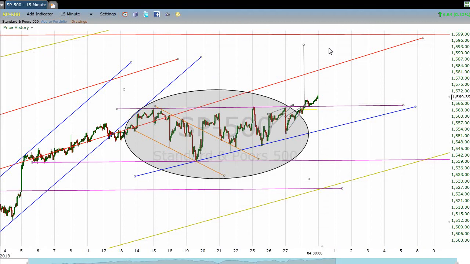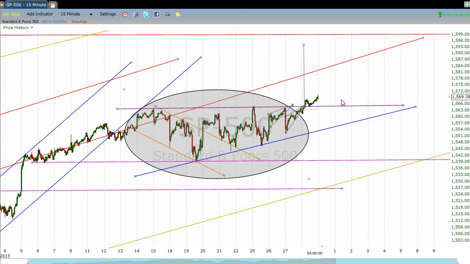Now, we've been looking at this channel line that used to be really reliable support. It broke, and since it broke, you can see how the S&P just kind of hugged this line for about eight or 9 days. Then it went sideways to consolidate to serve as a continuation move. In all likelihood, this looks like it's going to be a continuation move.